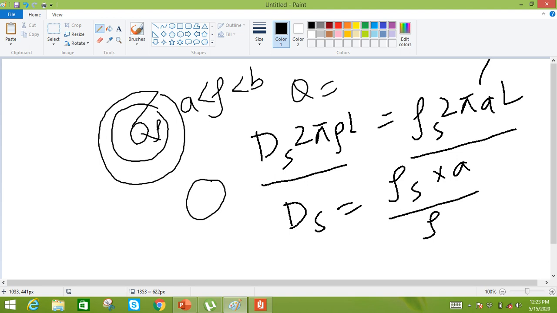The electric flux density will be equal to the area of the inner conductor into the surface charge density of the inner conductor divided by the radius of the Gaussian surface. Ds, the electric flux density, will be equal to the radius of the inner conductor into the surface charge density of the inner conductor divided by the radius of the Gaussian surface.